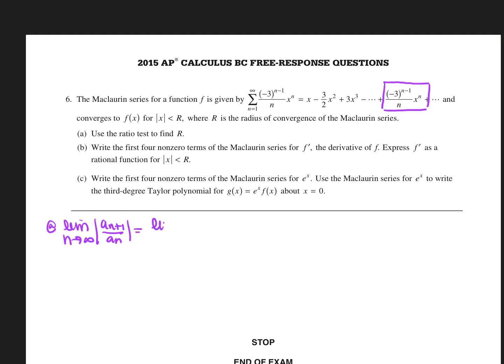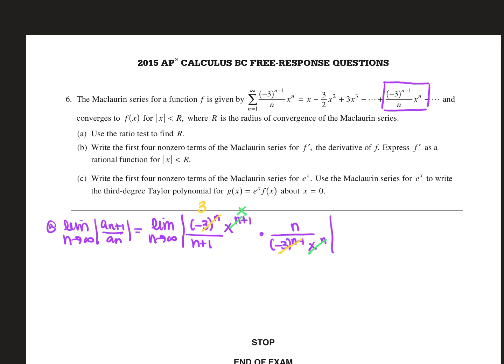So the first thing we're going to do is put n plus 1 everywhere there is an n. So negative 3, and this would be n plus 1 minus 1, so n over n plus 1, and then x to the n plus 1, and then we're going to multiply by the reciprocal. And then next thing we do is cancel everything we can. So notice there's going to be an extra 3 on top. It is positive because it's inside the absolute value. There is an extra x on top.